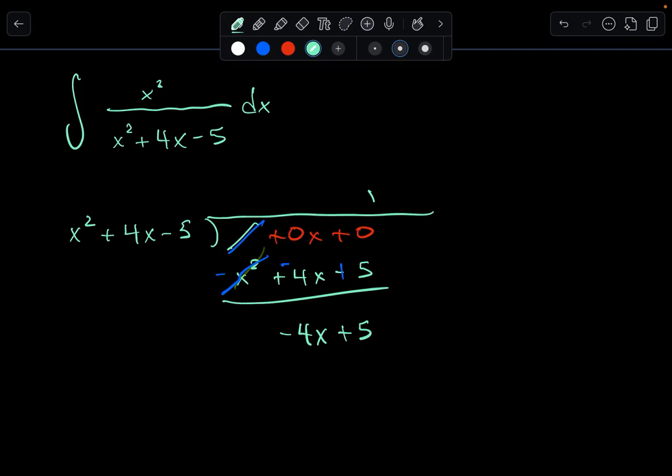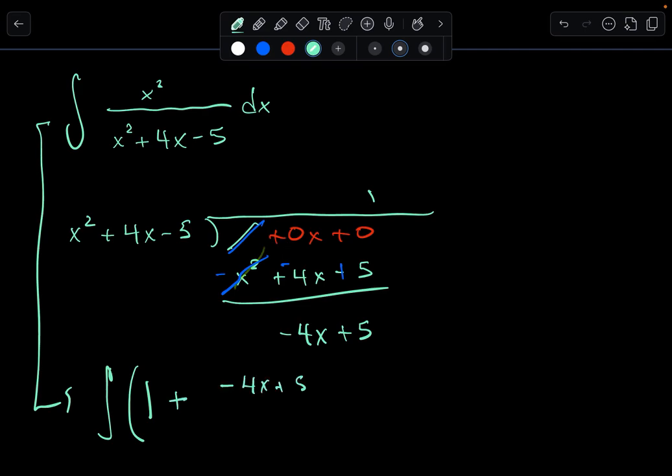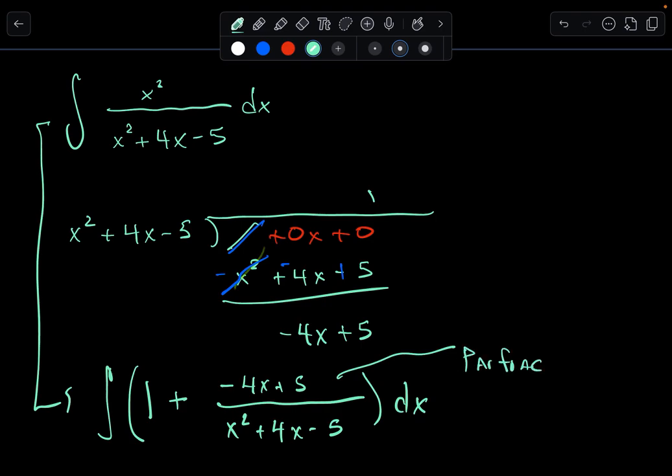So that means that our integral is going to be the integral of 1 plus negative 4x plus 5 over this denominator. And if you remember the previous example, on this second part, I'm going to use partial fractions, right? So this is a whammy of a problem, right? I had to do the long division so that I could have a smaller degree in the numerator, right?